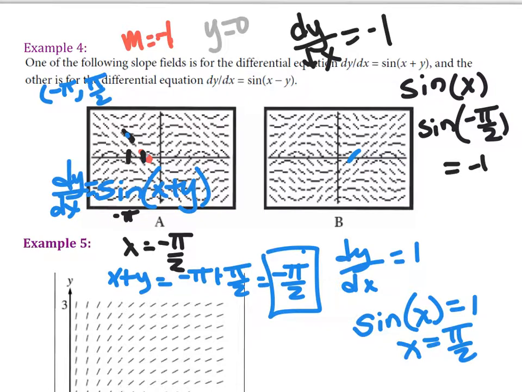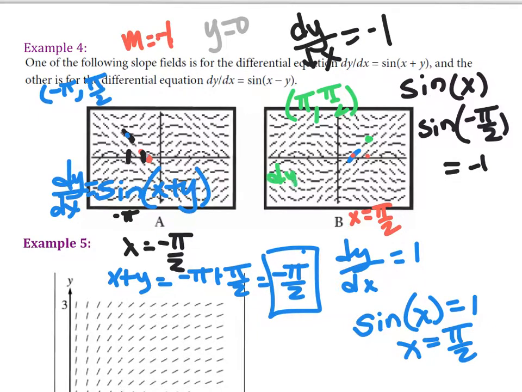Let's just confirm by looking at the other one. That would be the point x equals pi over 2. So projecting out a little bit further, we're going to see the same slope. This point right here, which has a slope of +1, looks like it would be pi comma pi over 2.